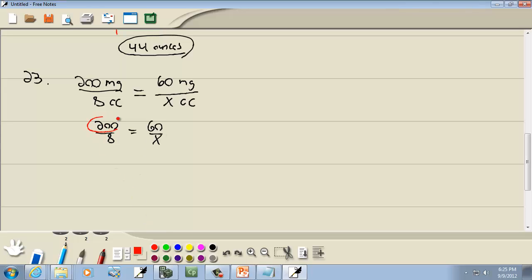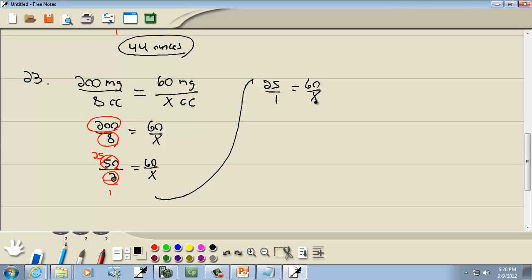I can simplify this fraction. Top and bottom are both divisible by at least 4, maybe more than that. Actually, both divisible by 8, I think. But let me start with 4, because I can see the 4. 200 divided by 4 gives me 50. 8 divided by 4 is 2. And they were divisible by 8, because these are both now divisible by 2. 2 divided by 2 is 1. 50 divided by 2 is 25. So it gives us 25 over 1 equals 60 over X.